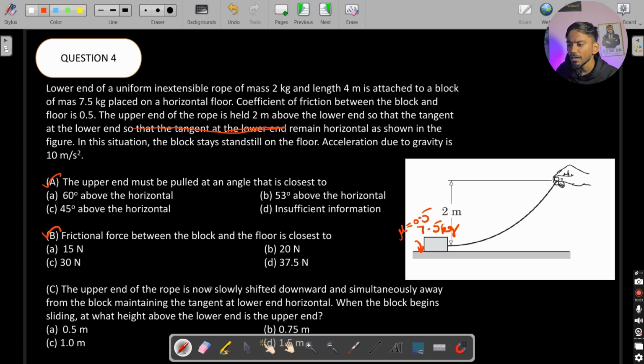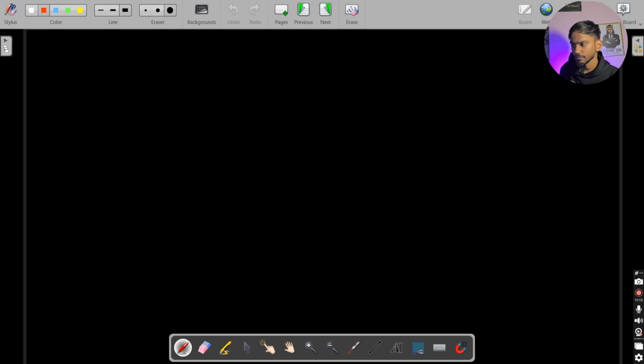And then the upper end of the rope is slowly shifted downward and simultaneously away from the block, maintaining the tangent at the lower end horizontal. When the block begins sliding, at what height above the lower end is the upper end? I want you to solve this particular portion because now I'm going to teach you A and B. Let's see. Simple.